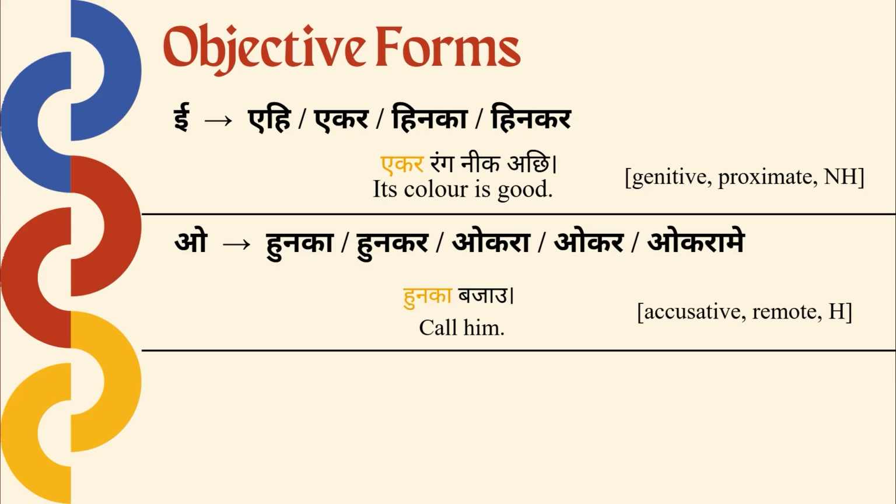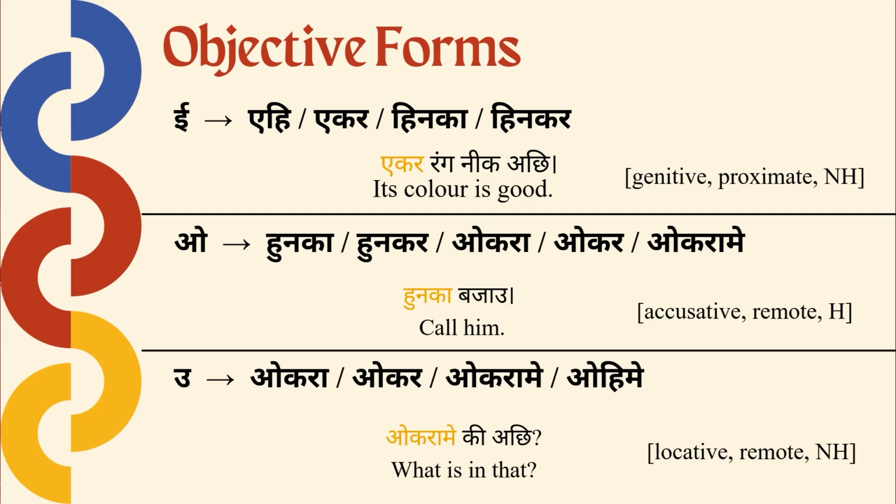Okay. Then O again has multiple forms. So O can become hunka, hunkar, okra, okar, okra mein. Okay. So these are all its non-subjective case forms. So if we have to say something like call him, we'll say hunka bajao. Hunka bajao, call him. So here the case is accusative, okay, because him is being referred to and it's the object, and it's remote, one thing you notice, and it's honorific because we are using hunka.